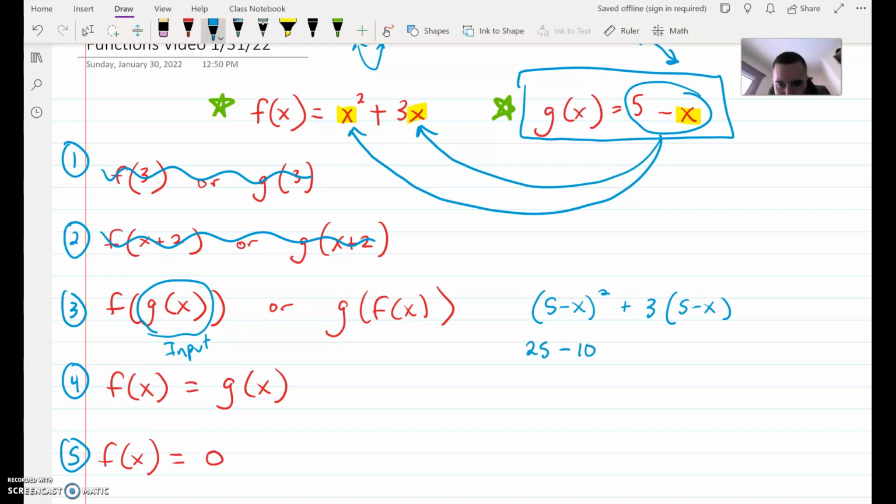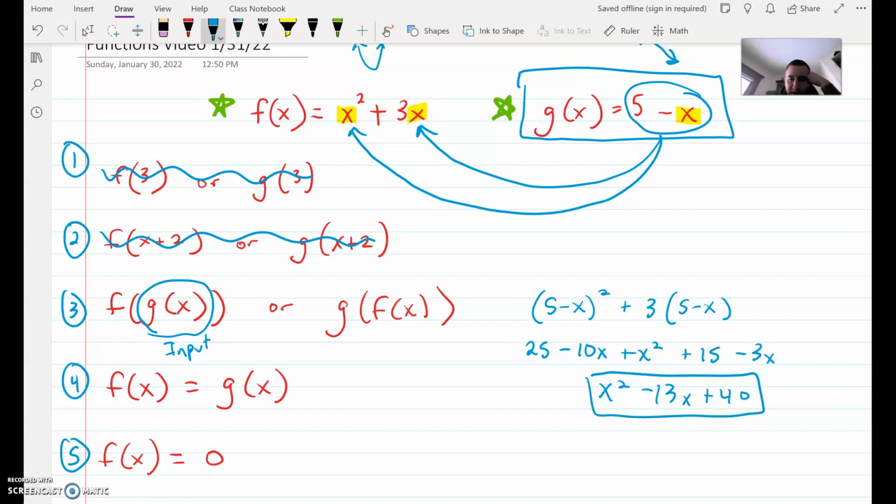25 minus 10x plus x squared. Notice I just FOILed that in my head. You can do it. Take your time. First, outer, inner, last. Plus 15 minus 3x. So final answer is x squared, negative 10x minus 3x more, and 25 plus 15 is there. So that is what I get when I do f of g of x.